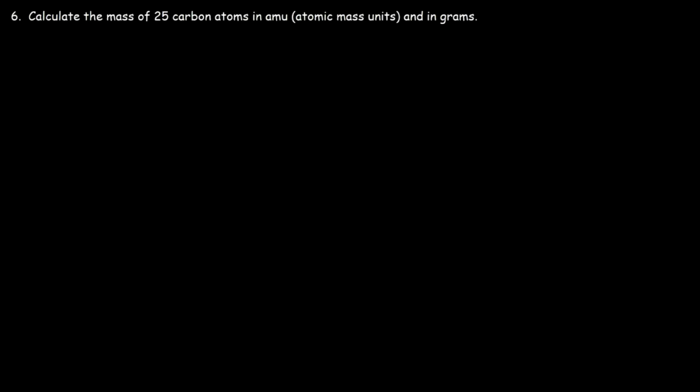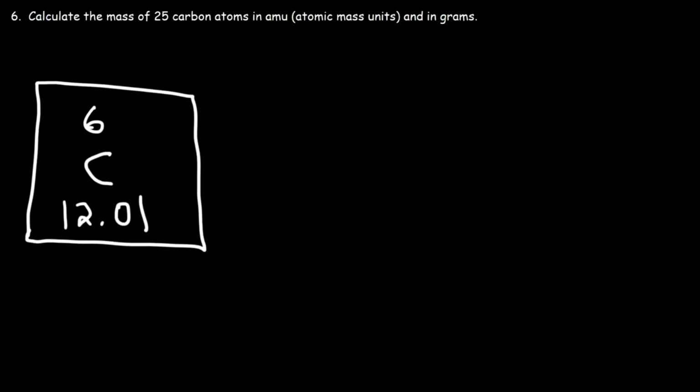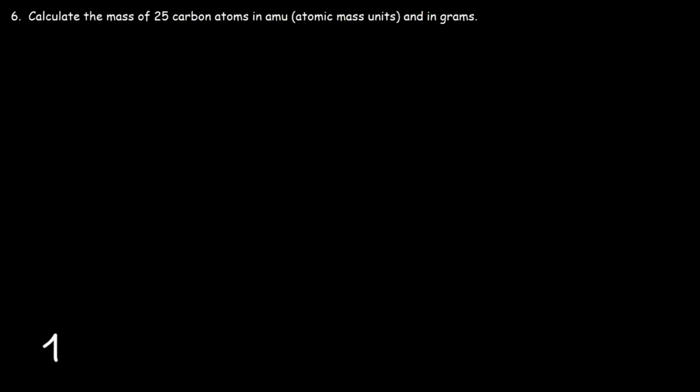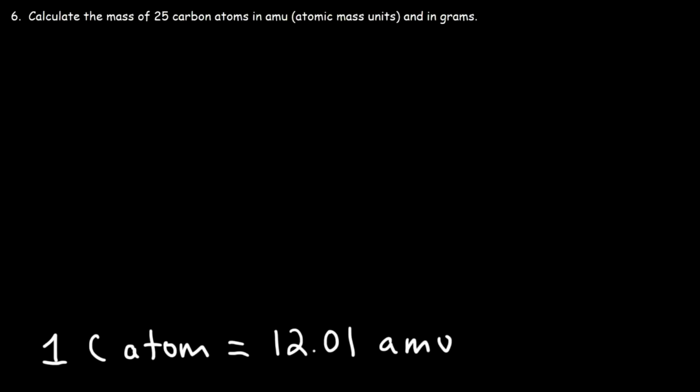Number 6. Calculate the mass of 25 carbon atoms in AMU, or atomic mass units, and in grams. So what do you think we need to do in this problem? How can we get the answer? Well, first let's calculate the answer in AMU. Now, using the periodic table, you'll find that the atomic mass of carbon is this number on the bottom, 12.01. So we can write a conversion factor. We could say that 1 carbon atom has a mass of 12.01 AMU, atomic mass units.